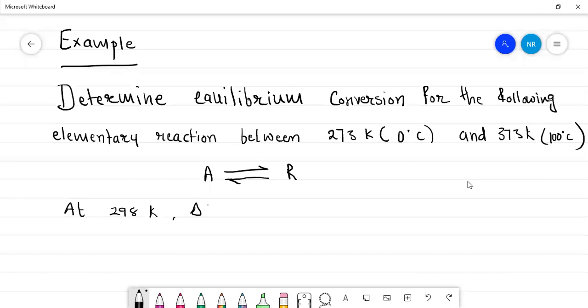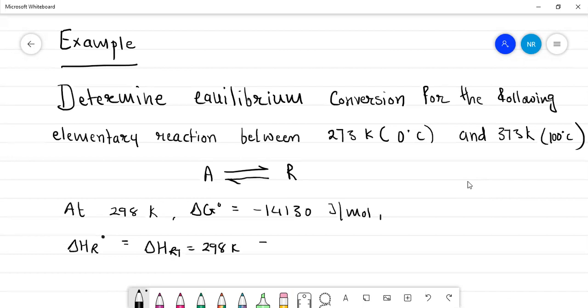delta G is equal to minus 14130 joule per mole. Delta HR at 298 Kelvin will be minus 75,300 joule per mole. Heat capacity CPA is equal to CPR, equal to constant.